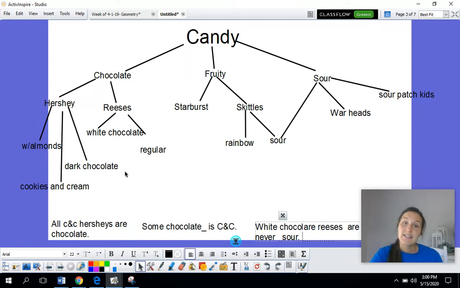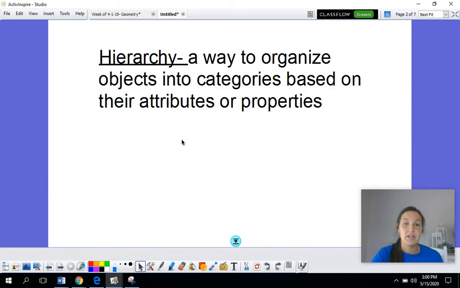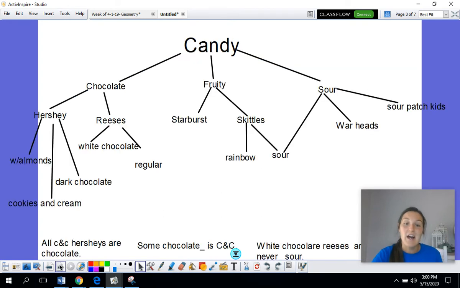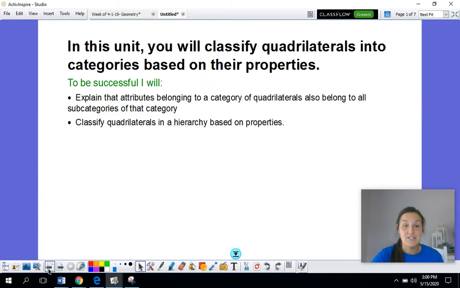So basically, again, a hierarchy helps you organize things into categories, and then helps you make statements about their attributes or properties using that always, sometimes, or never. So now that you've seen a hierarchy with candy, I'm going to now connect that to a hierarchy that you're going to need to do according to your success criteria with quadrilaterals, okay?